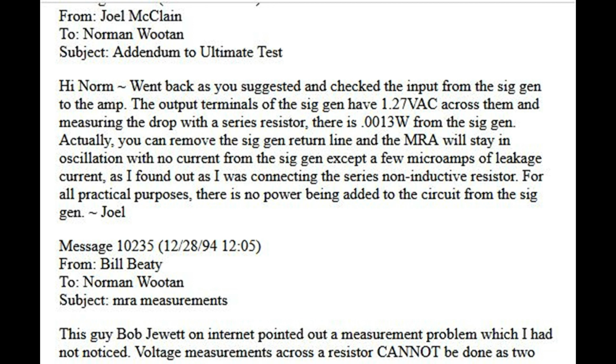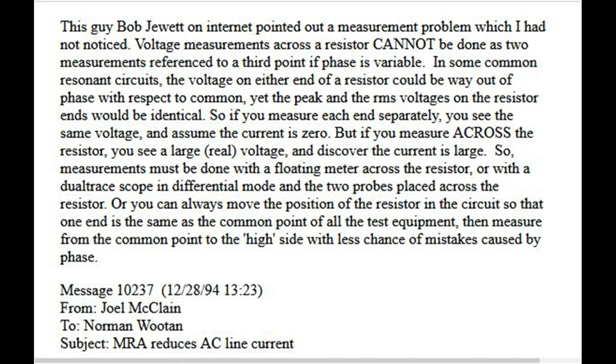Joel. Message 10235, December 28, 94, 1205. From Bill Beatty, to Norman Wooten. Subject: MRA measurements. This guy Bob Jewett on internet pointed out a measurement problem which I had not noticed. Voltage measurements across a resistor cannot be done as two measurements referenced to a third point if phase is variable. In some common resonance circuits, the voltage on either end of a resistor could be way out of phase with respect to common, yet the peak and the RMS voltages on the resistor ends would be identical.